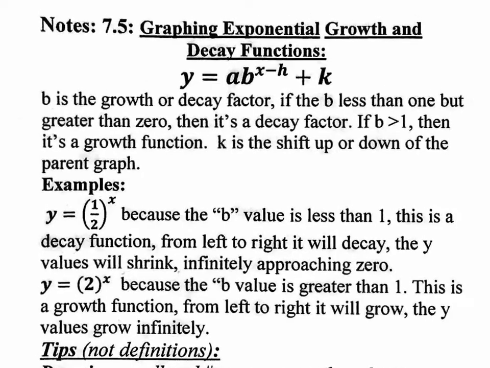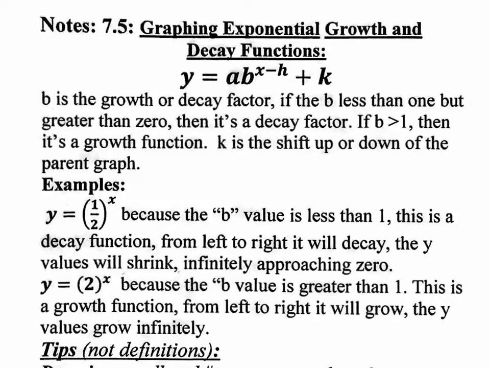So today we're going to be introducing exponential decay functions. Yesterday we did exponential growth functions. Today we're doing decay functions. So you determine whether it's growing or decaying, shrinking, from left to right based on your b value, which is the growth factor. If your b value is greater than 1, it's going to be growing. If your b value is less than 1, like a fraction that's less than 1, it's going to be decaying.